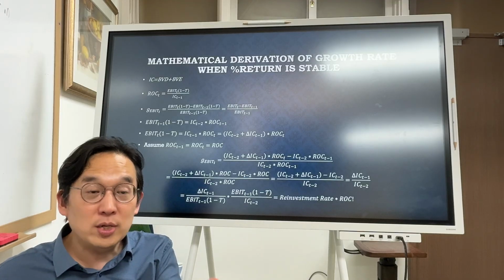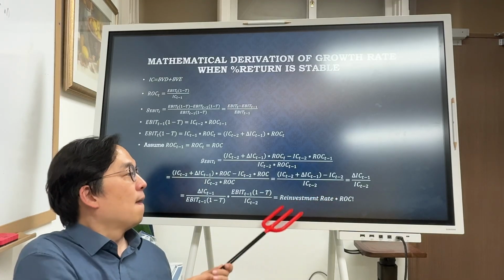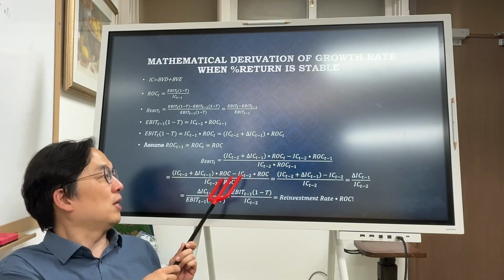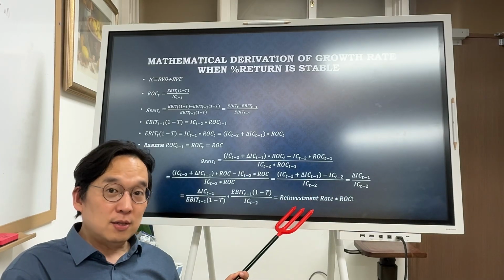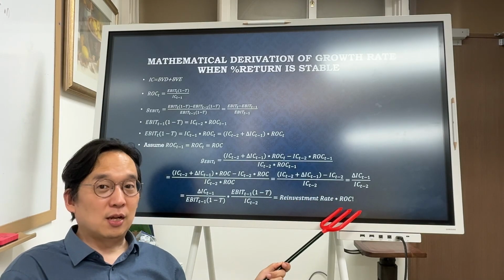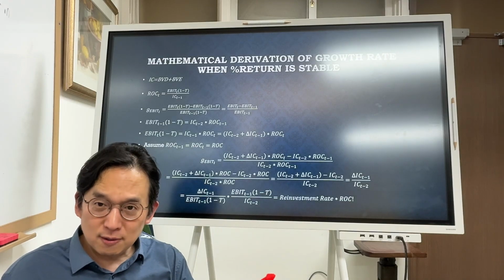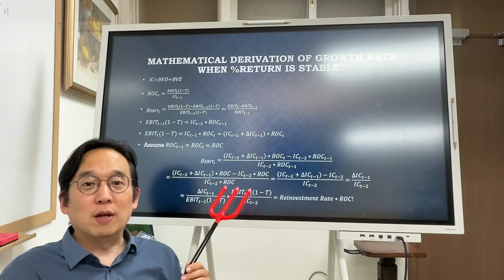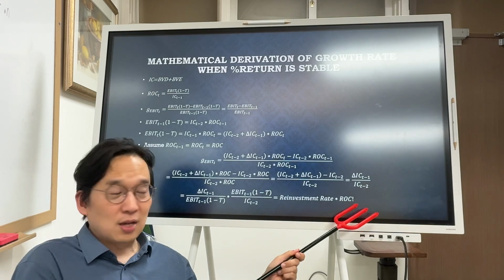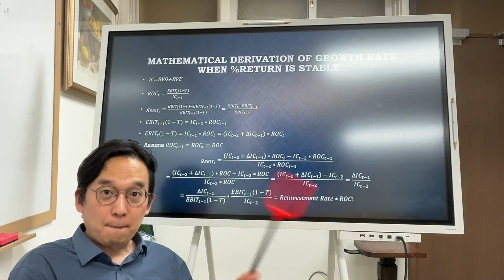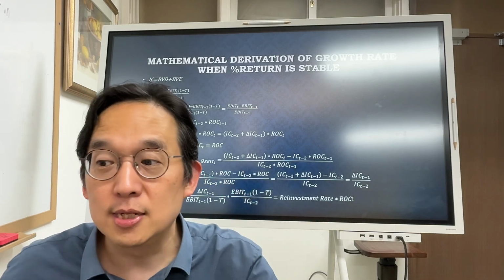And what's the intuition? We confirm that your growth rate of EBIT should be reinvestment rate times ROC. Your growth fundamentally comes from whatever you reinvest and whatever return you generate out of that reinvestment. Make sense? So that's it.